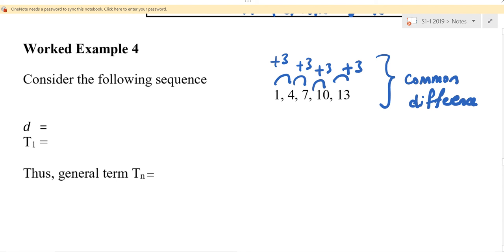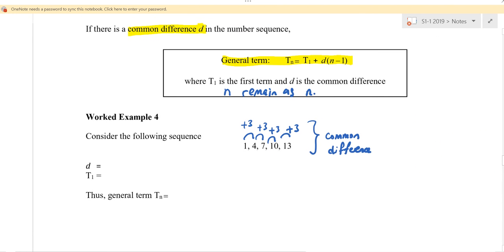Okay, now let's continue. So D is what? Don't know. D refers to the common difference. What is D? Plus 3. D is plus 3. What is term 1?